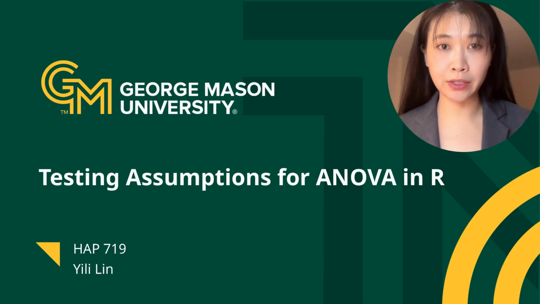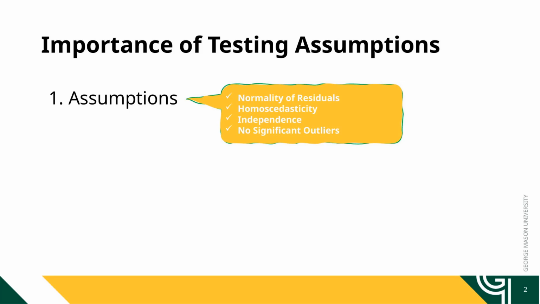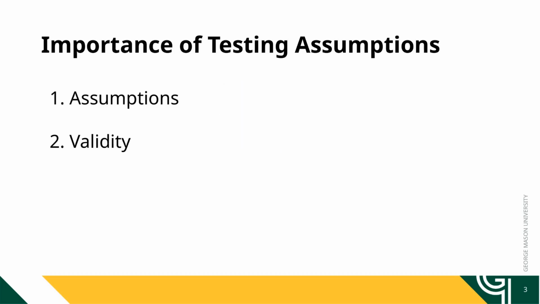Today's topic: testing assumptions for ANOVA in R. For ANOVA to yield valid results, certain assumptions about the data must be met. We'll concentrate on testing the common assumptions: normality of residuals, homoscedasticity, independence, and outliers. Assumptions ensure that the F statistic and p-values are accurate. Violating assumptions can lead to incorrect conclusions, such as Type 1 (false positives) or Type 2 (false negatives) errors.